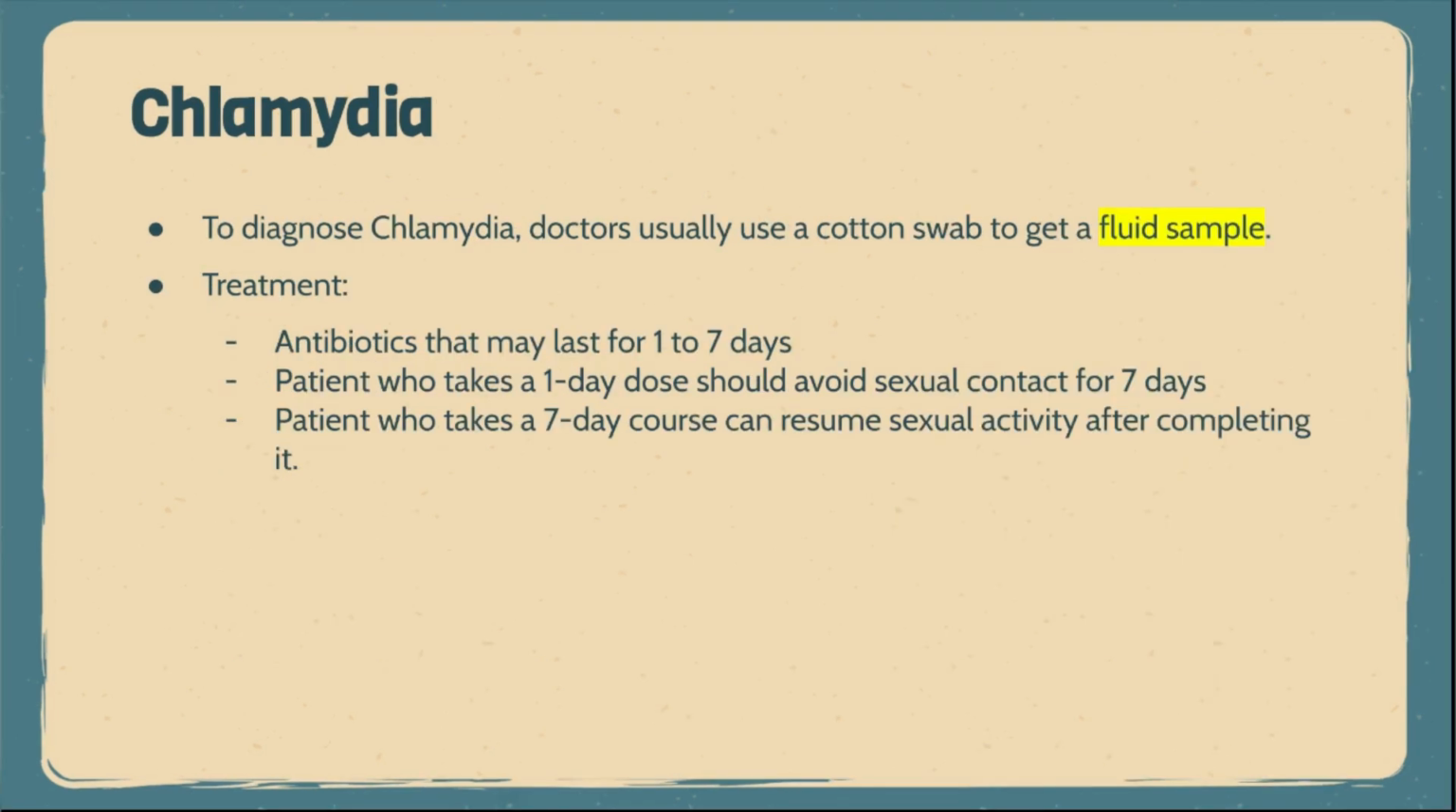One of the ways to diagnose chlamydia is by getting a fluid sample by using a cotton swab. The physician can also conduct a pharyngeal chlamydia screening if the patient has a sore throat that doesn't seem to go away, or if the patient had oral sex with a person who has tested positive for chlamydia. The treatment for chlamydia infections is just like the one that has been listed on the slides. The patient will be prescribed antibiotics that may last for 1 to 7 days.